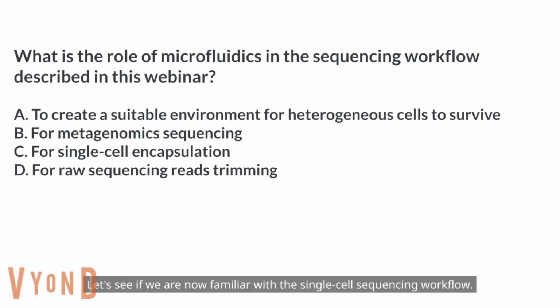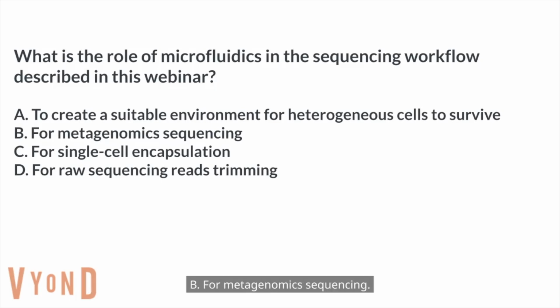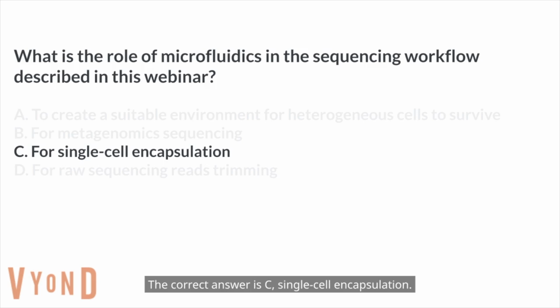Let's see if we're now familiar with the single-cell sequencing workflow. What is the role of microfluidics in the sequencing workflow described in this webinar? A. To create a suitable environment for heterogeneous cells to survive. B. For metagenomics sequencing. C. For single-cell encapsulation. D. For raw sequencing reads trimming. The correct answer is C, single-cell encapsulation.